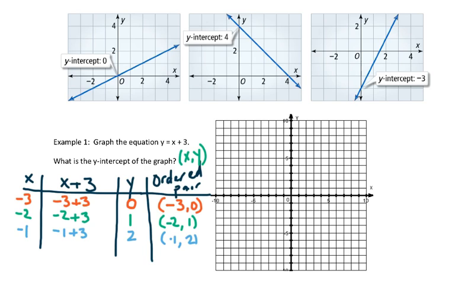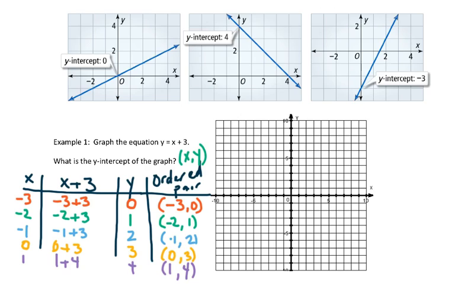I'm going to keep going. 0. So if I plug 0 in for x, I would get 3 for my y. So the point is 0, 3. Again, I'm going to keep going here. If I plug in a 1, I get 1 plus 3, which equals 4. So that would be the point 1, 4.